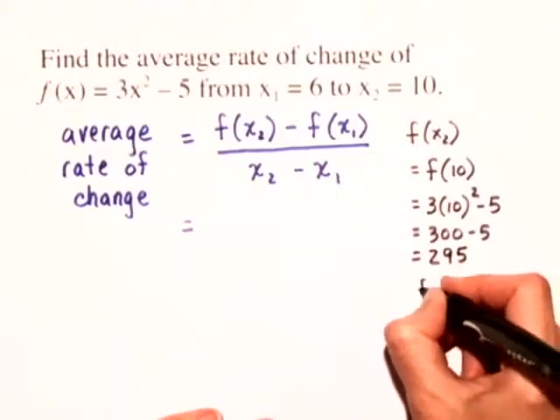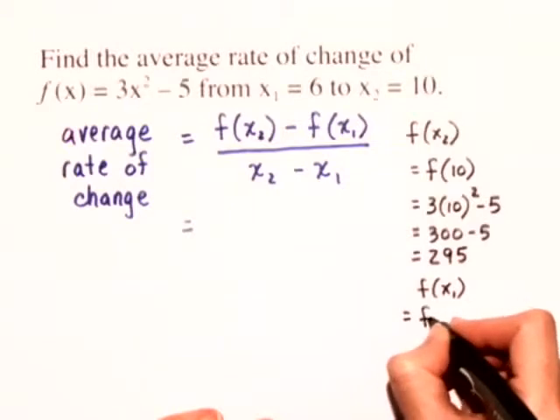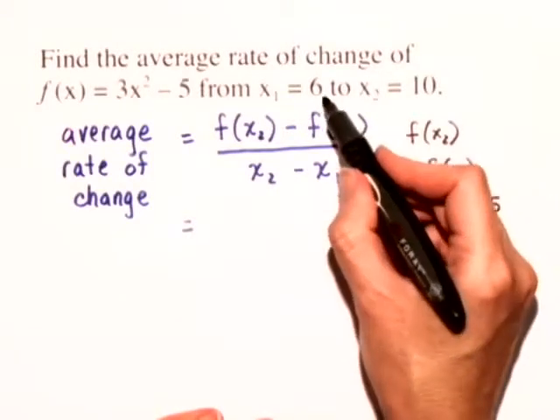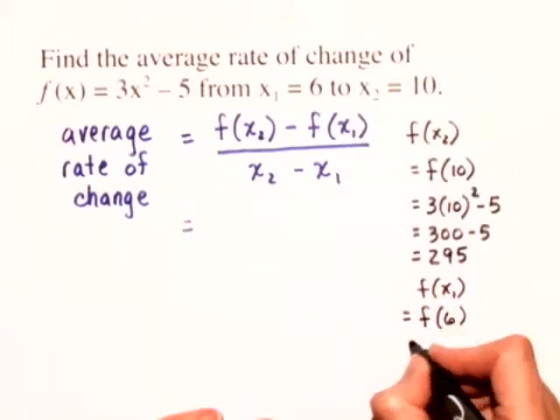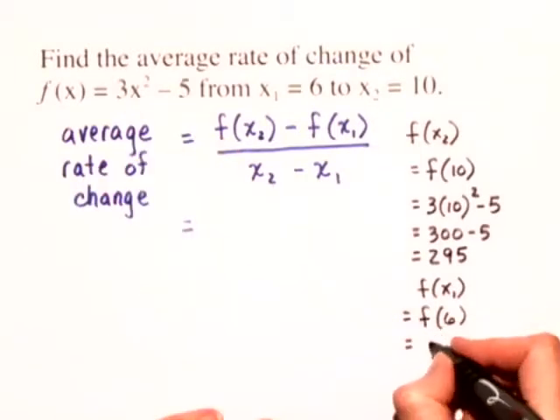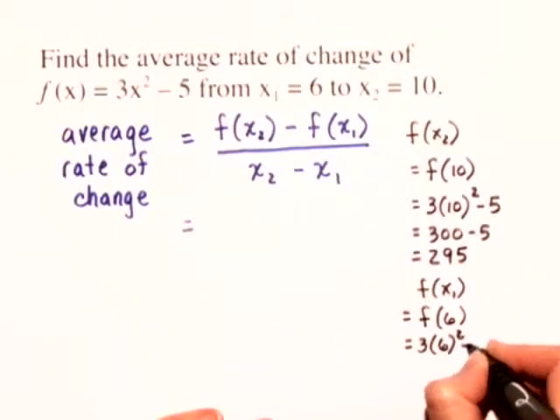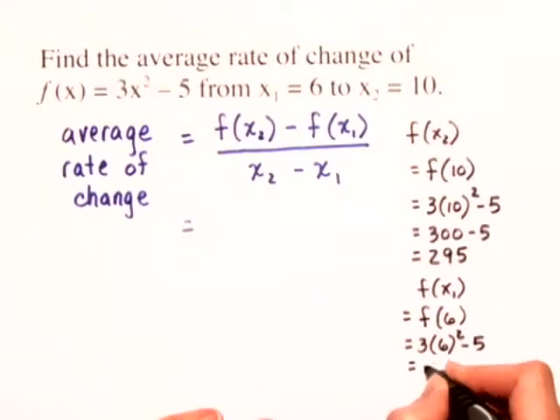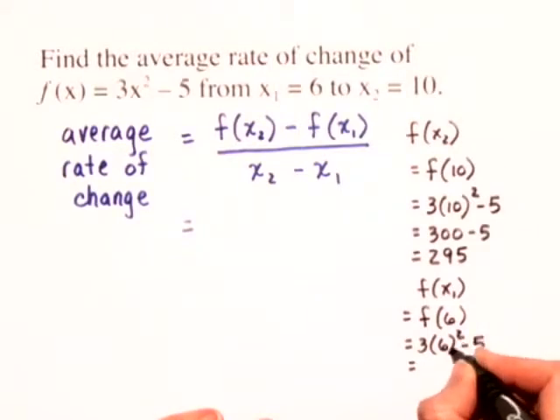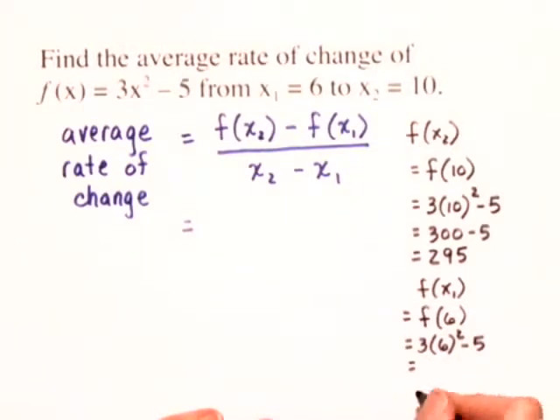Last thing we need to find is f of x sub 1. Well, that's going to be f of whatever x sub 1 is. X sub 1 is 6. So we substitute 6 everywhere we see an x up here in f of x. So it's 3 times 6 squared minus 5. So that's 6 squared is 36. 36 times 3 gives me 108. Minus 5 gives me 103.